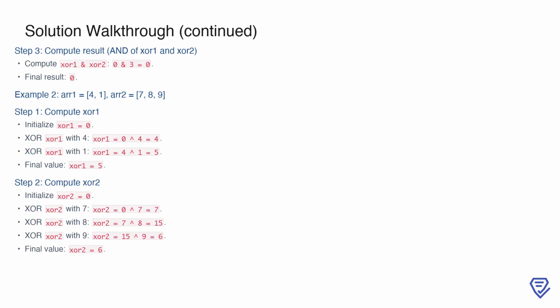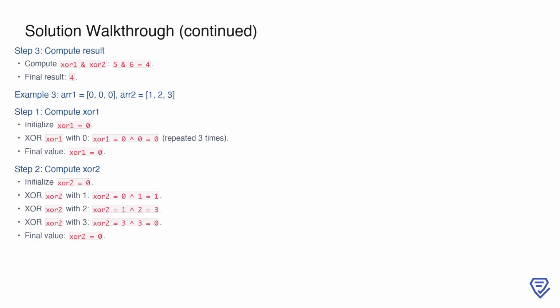Similarly, we calculate XOR2 for ARR2, starting with 0 and XORing it with 7 to get 7. Next, we XOR 7 with 8, which gives 15, and finally, we XOR 15 with 9, resulting in 6. The final value of XOR2 is 6. With XOR1 as 5 and XOR2 as 6, we now calculate the result by performing the bitwise AND of these two values. Specifically, we compute XOR1 AND XOR2, which is 5 AND 6. This evaluates to 4, so the final result of this example is 4.